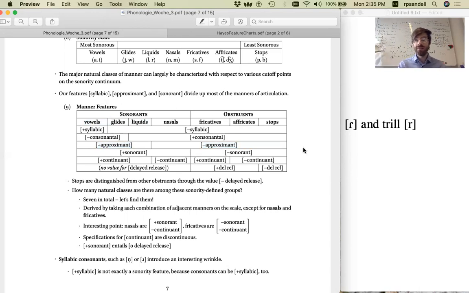And since we will very often be encountering phonological rules that refer to stops, I want to make you familiar here with this feature delayed release.